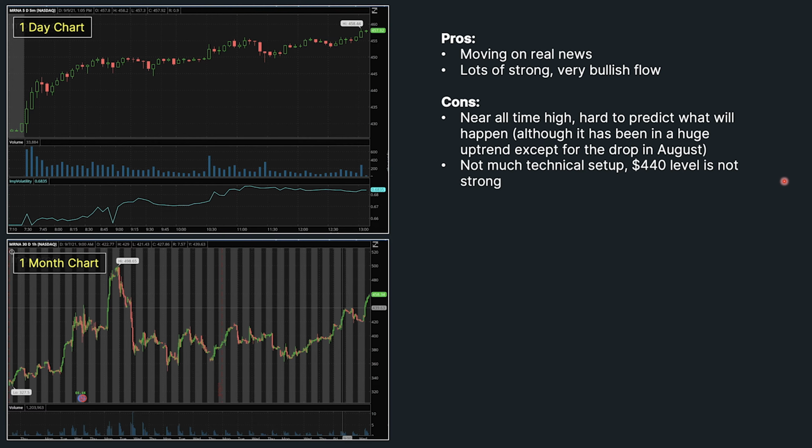For the technical setup, some could say that it broke the 440 level, but it is moving on real news, which is good. Only the last two were kind of questionable. And there is a ton of really strong flow in the morning, so maybe waiting for it to consolidate for a second, dip a little bit, and then get in is a good idea. And then you could have sold really at any point during the day and made a pretty good profit.